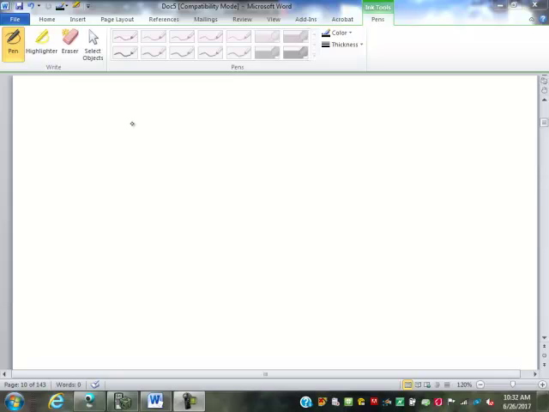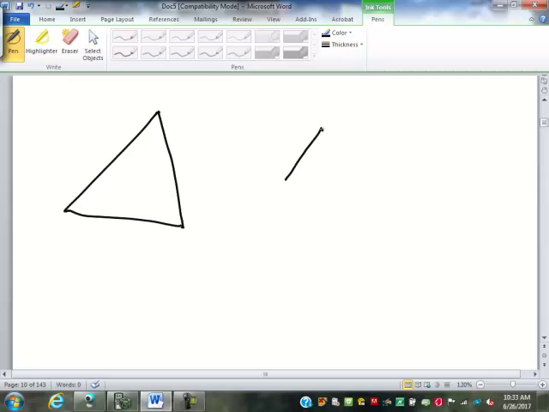So one application of these proportions would involve aspect ratios or ratios within figures. What I have here is two triangles. They're what we call similar triangles. What that means is one is just an enlargement or a reduction of the other.